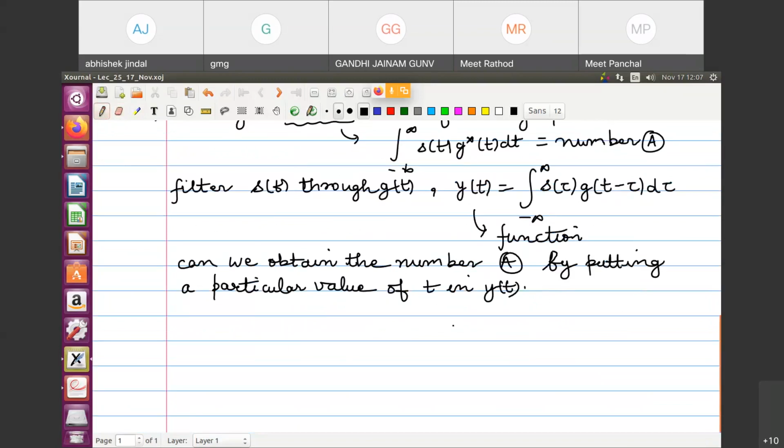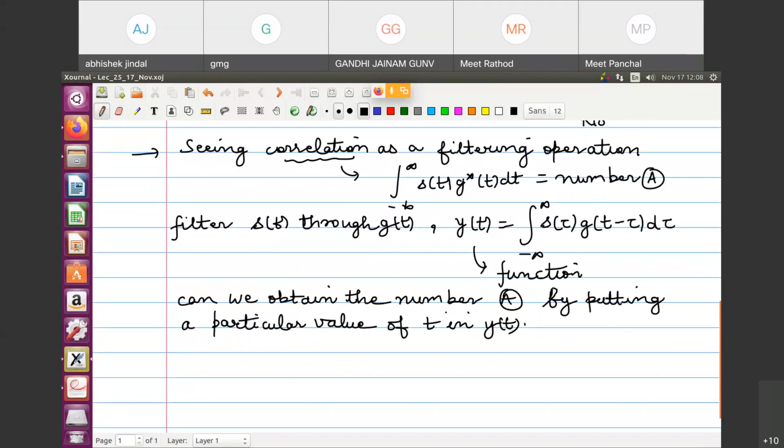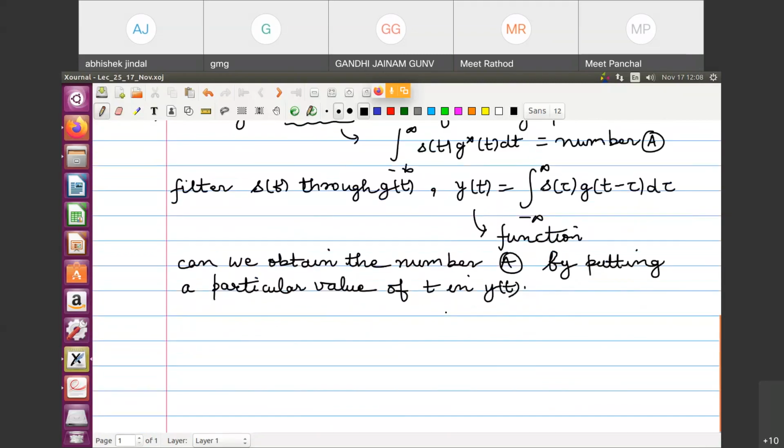So the answer is yes, and this filter would be called a matched filter. That is a popular term, the matched filter. So the answer to this is yes. Let us see how.